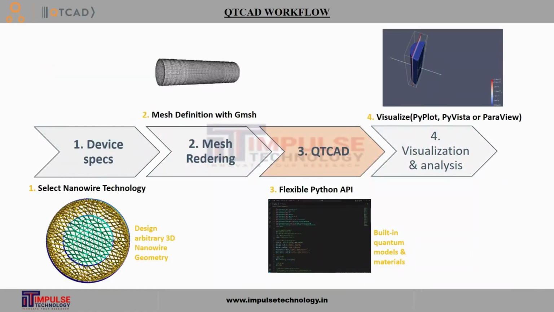If we talk about the workflow of QTCAD, the first step is device specification, where we define the geometry of the device, its shape and dimensions. After that, we create a mesh with Gmsh software. Then the third step is in QTCAD, where we import some important libraries, define the solver, material, and doping concentration, and analyze the result. After that, for a better result, we use visualization and analysis using PyPlot, PyVista, or ParaView.